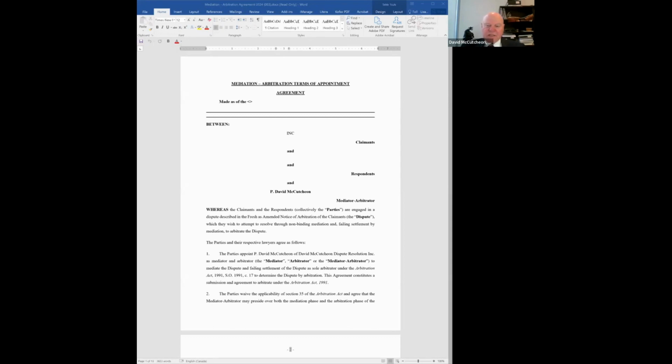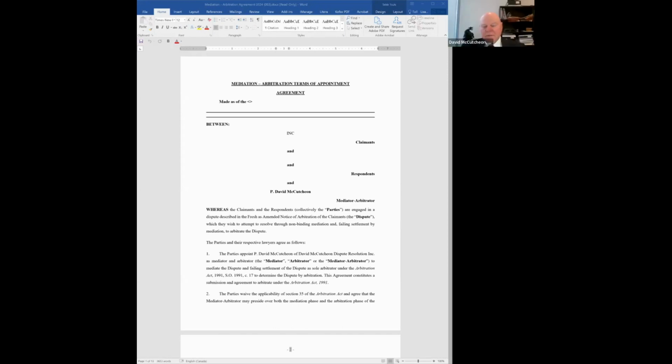If they want to segregate an issue for interim relief or some early ruling, I can do it. I can switch hats and become an arbitrator on that issue and give them a result on that issue before we resume the mediation. That means that at any one time you might have more than one hat.